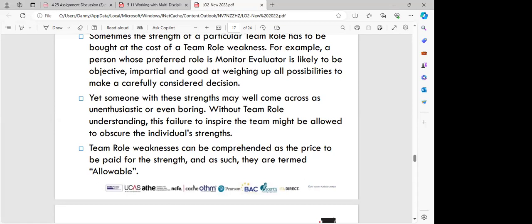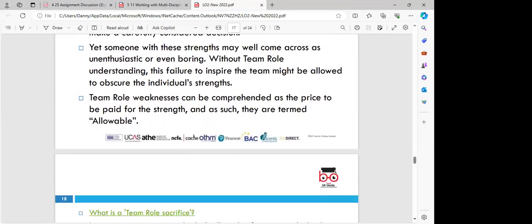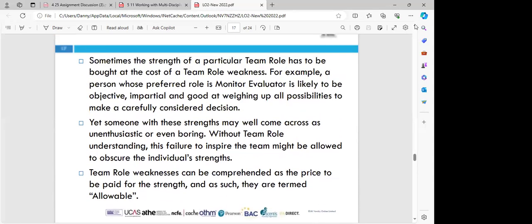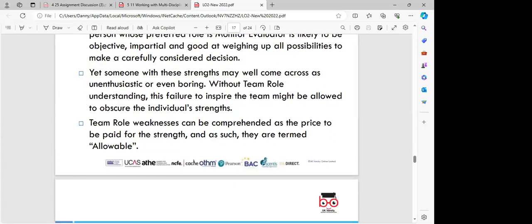Are you with me, Placidia? Yes, I am. Okay, do you understand it? Yes, we're looking at team strengths and weaknesses and how to identify their strengths and their weaknesses. All right. And then we just spoke about the allowable weaknesses. Are we on the same track? Yes, we are. Okay, that's fine.